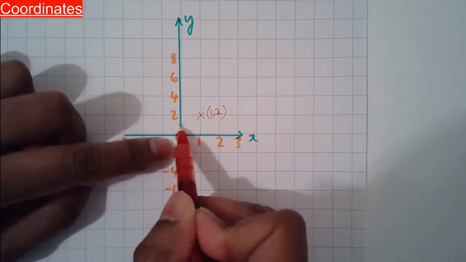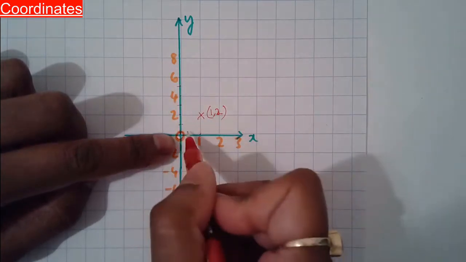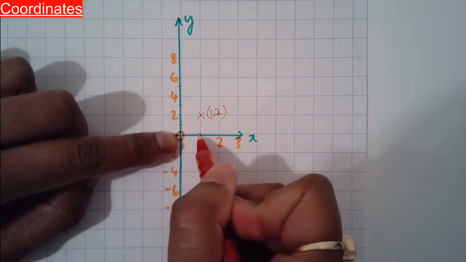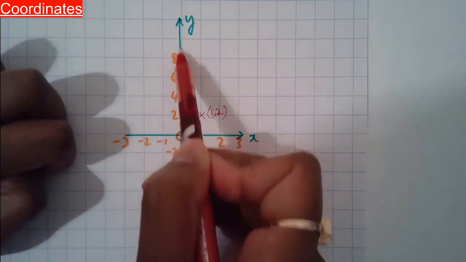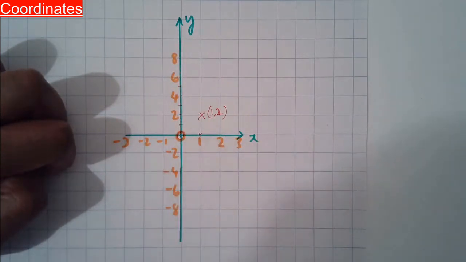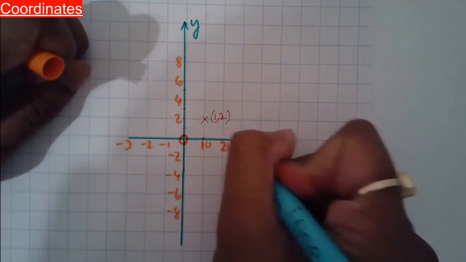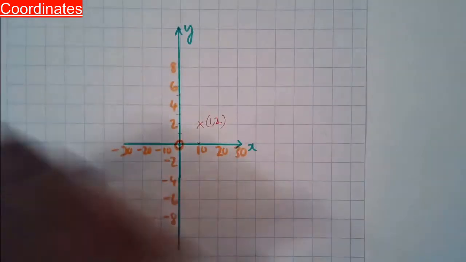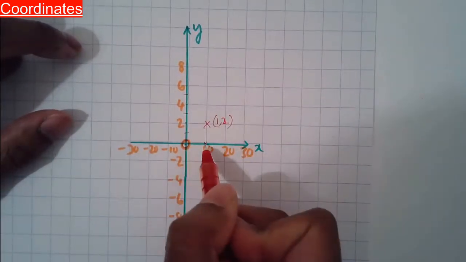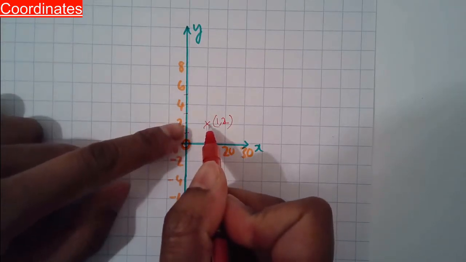That's 0, 1, 2, 3, 4, 5, 6. Right? So actually it's 1 to the right, 2 up. So you just need to be a little bit careful. Read the scales carefully. Alright? I mean, these could have easily been 10, 20s. In that case, there's actually 10 to the right, and then 2 up.